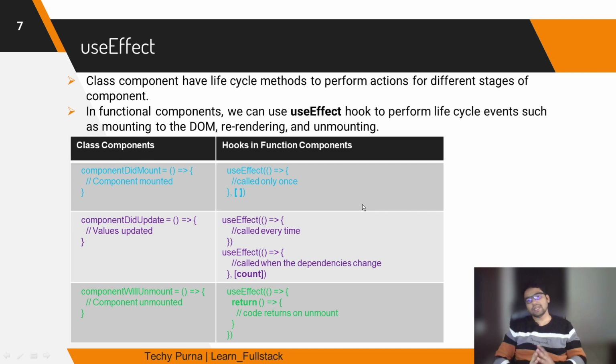hooks. Basically, in functional components we don't have the lifecycle methods that we used to have in class components, and to do such things we have to use useEffect. In the useEffect hook, the first parameter is a callback function and the second parameter is the dependencies. So now let's see the comparison here.